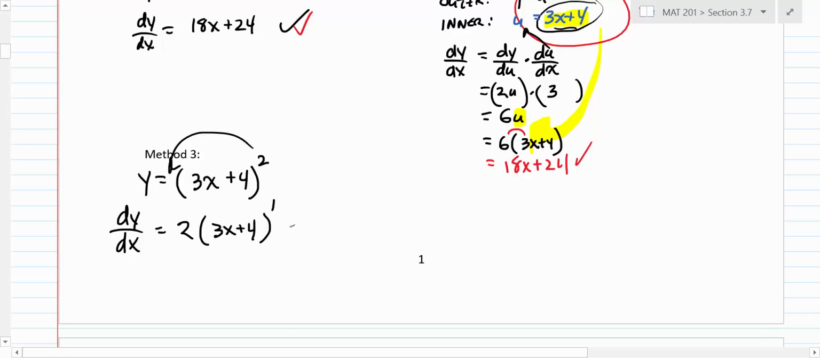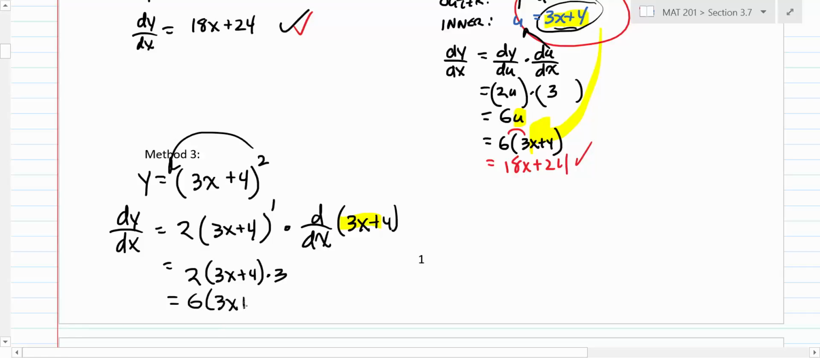But the chain rule says multiply by the derivative of what's inside. And what's inside is the other function, which is 3x plus 4 like that. Okay, so then we would get this: 2 times 3x plus 4 times 3, the derivative of 3x plus 4 is 3. So what you have is 6 times 3x plus 4. And then if you multiply that out, you get 18x plus 24. That's the way you're going to do it most of the time.